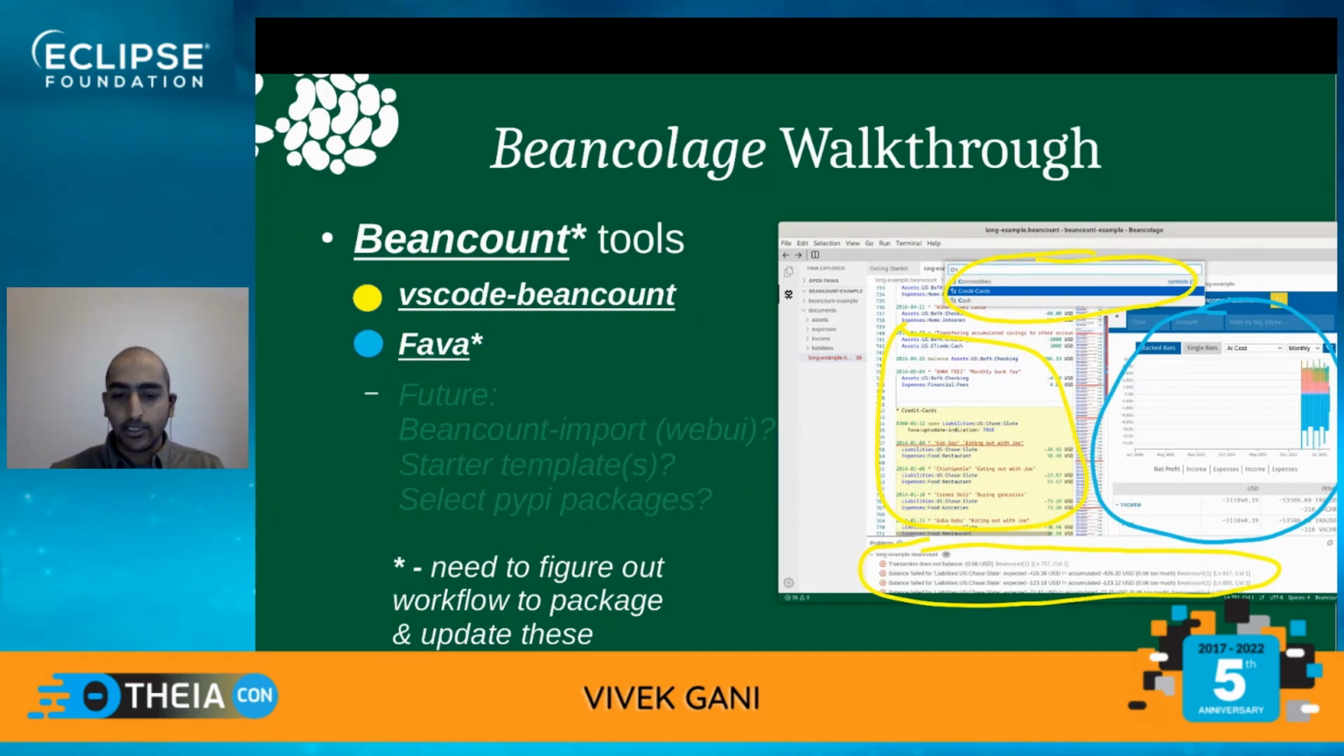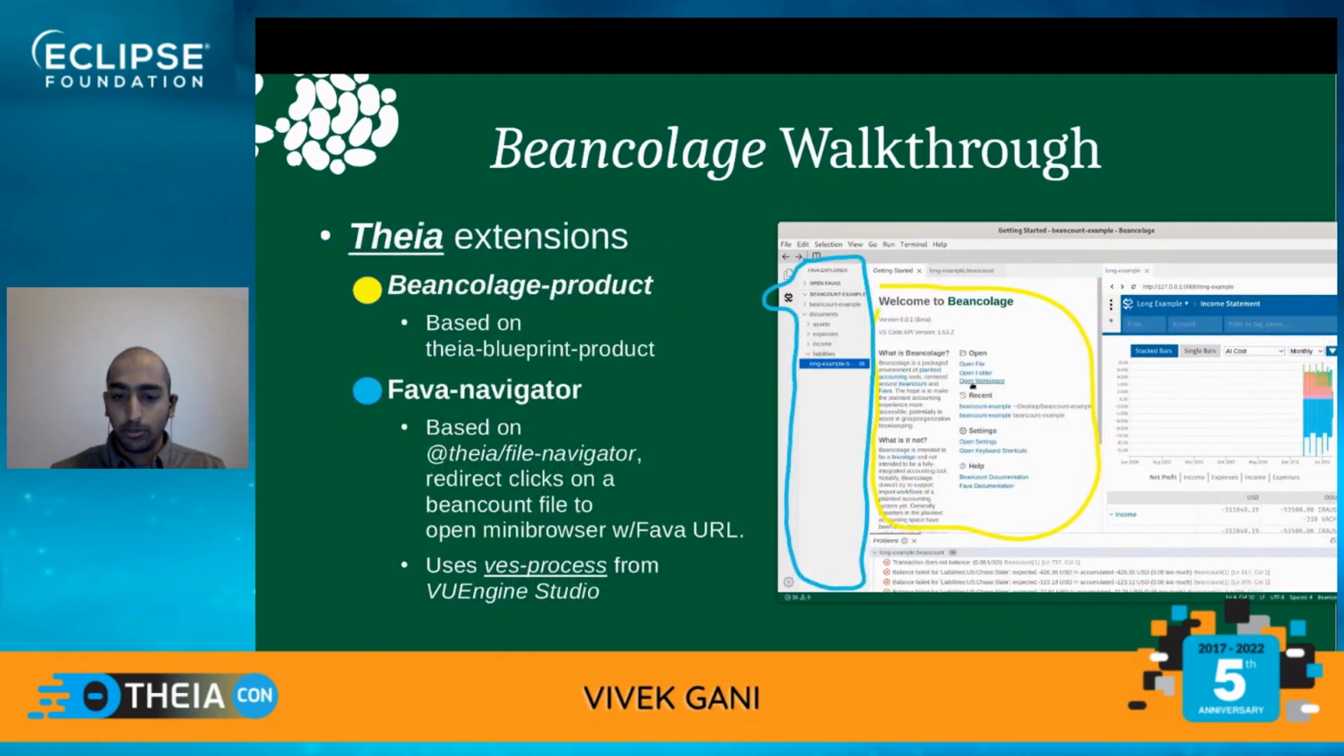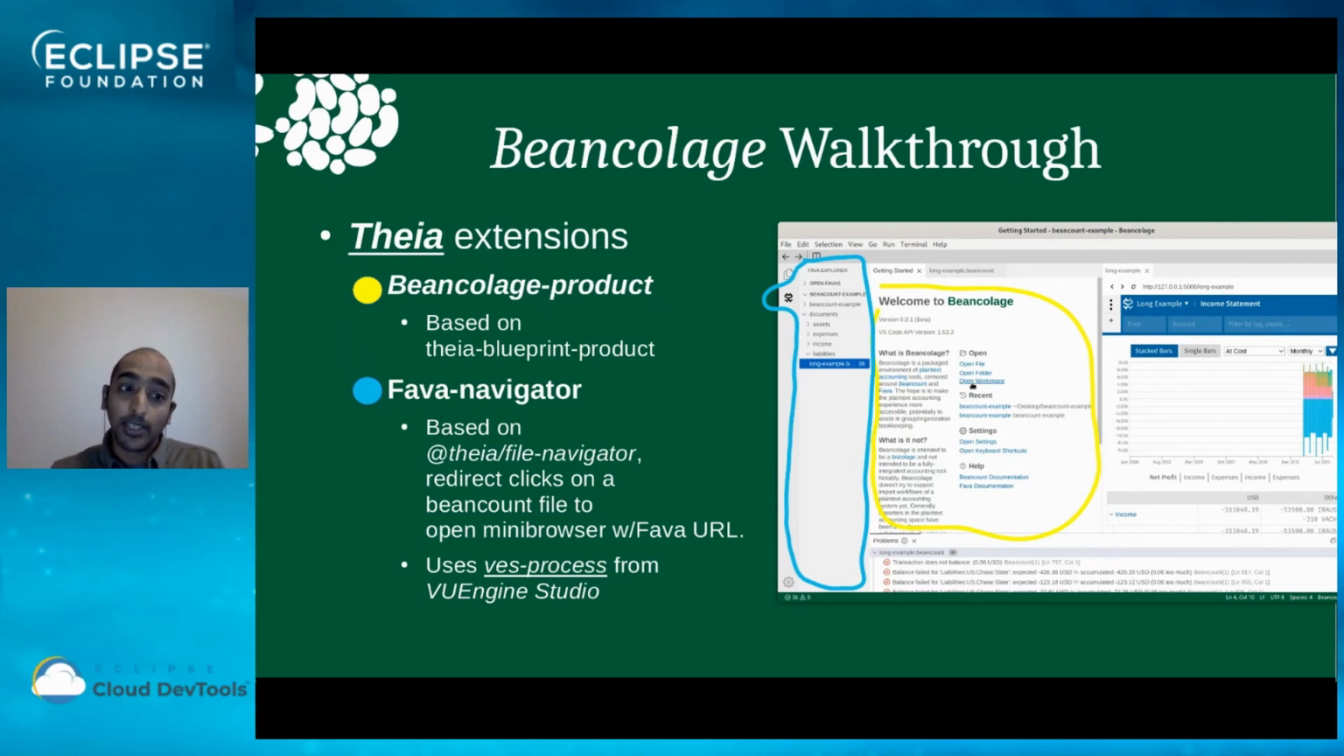More specific to Theia, I used Theia Blueprint, which was super helpful. I used that to make a package and get some of the branding together. And I've also been writing a customized file navigator-based extension called Fava Navigator, which tries to redirect clicks on a BeanCount file, which is plain text, so that instead of opening up a plain text editor, it opens up a mini browser of the Fava tool I mentioned.